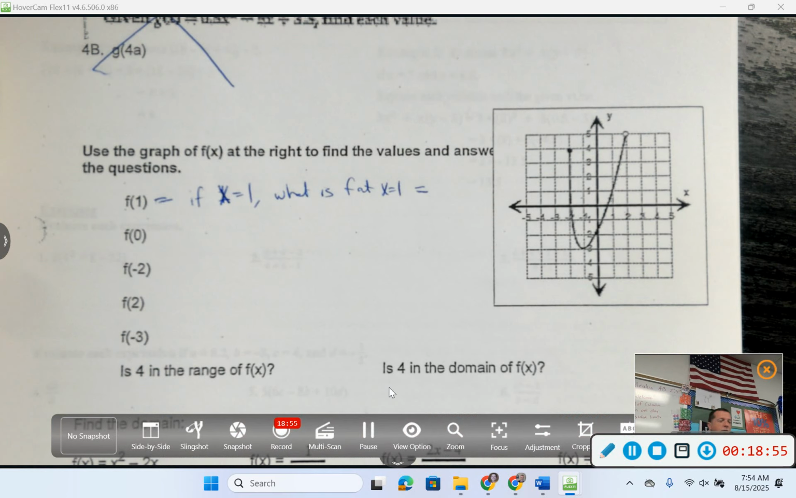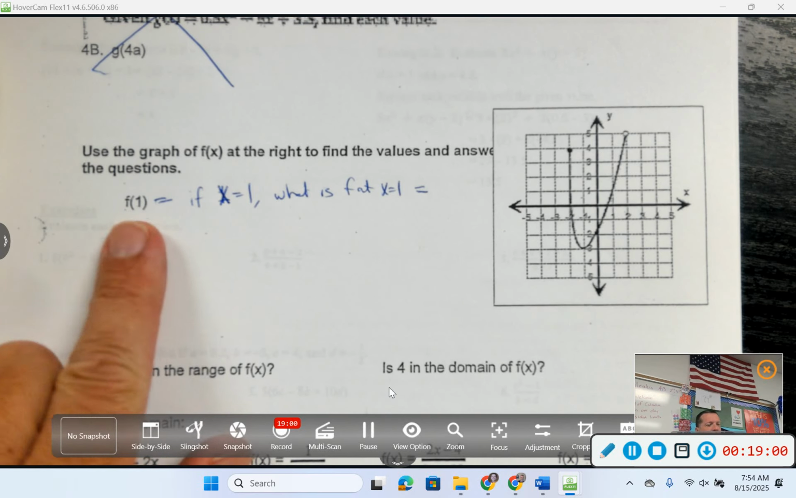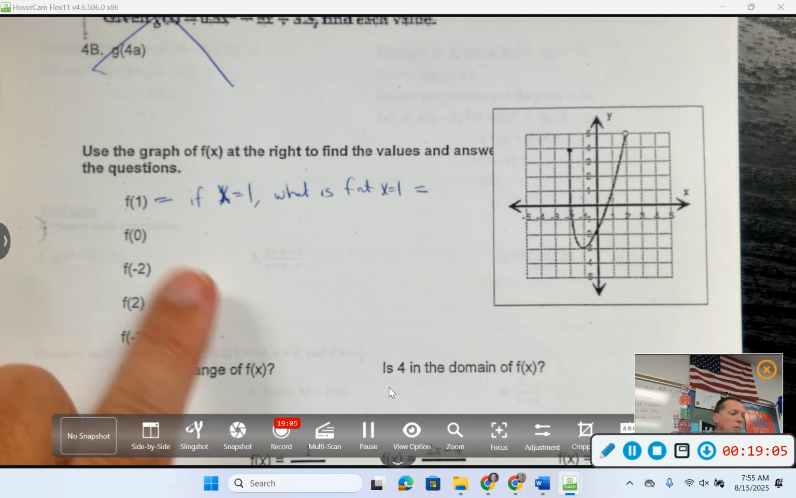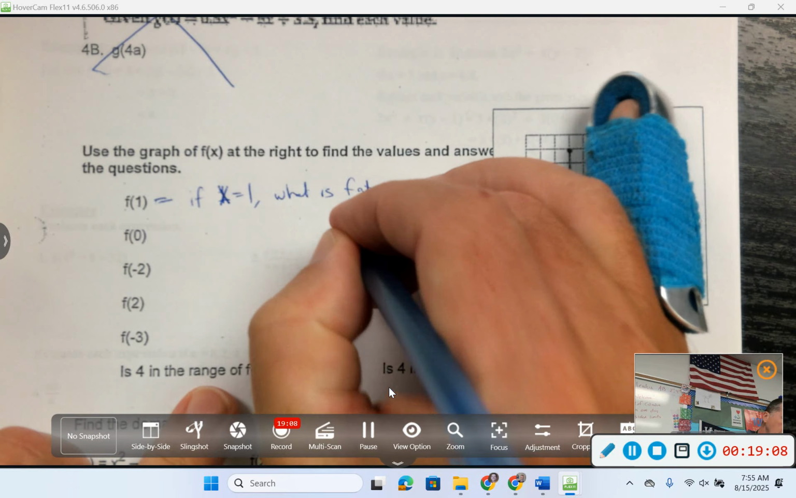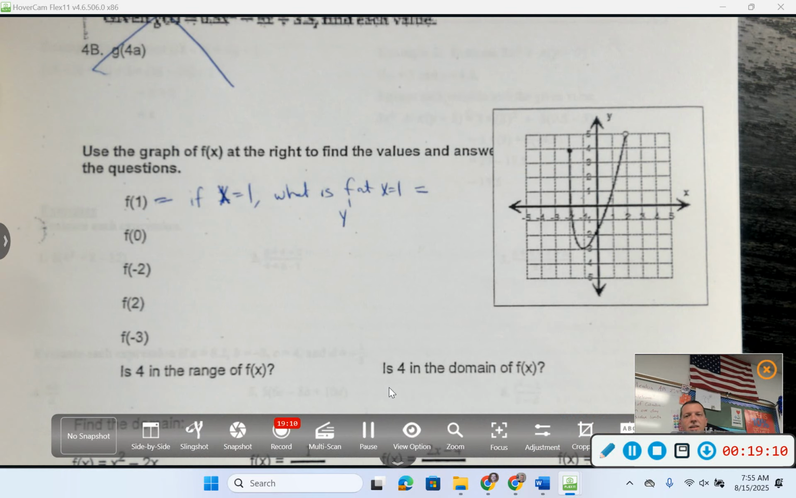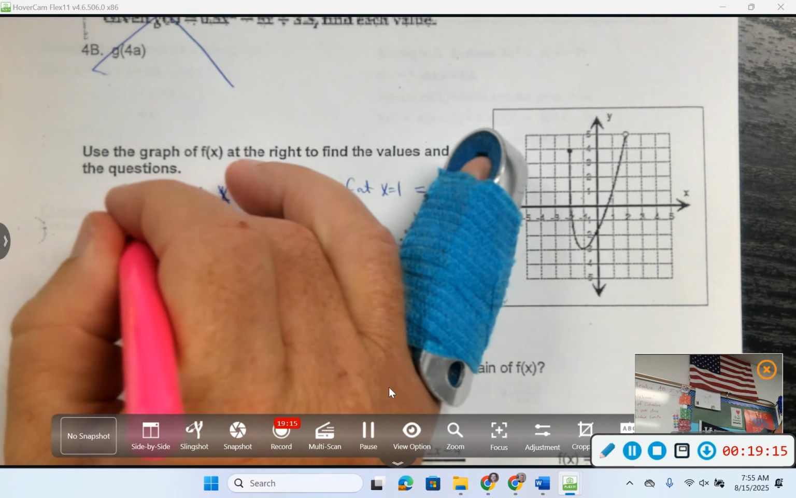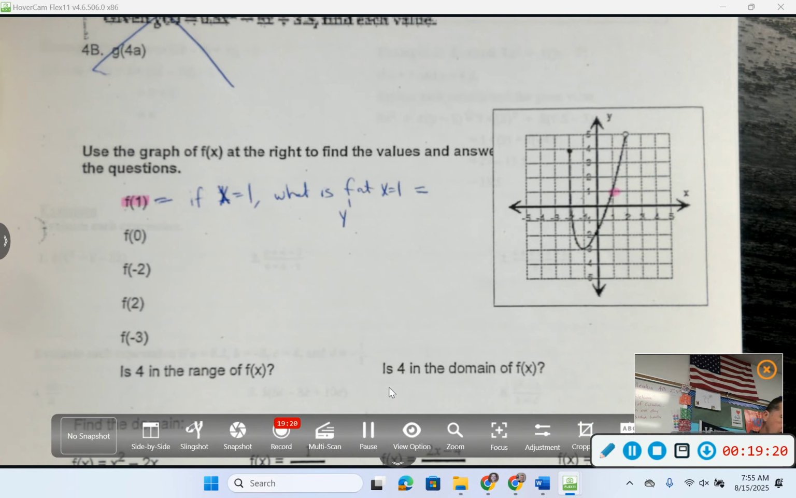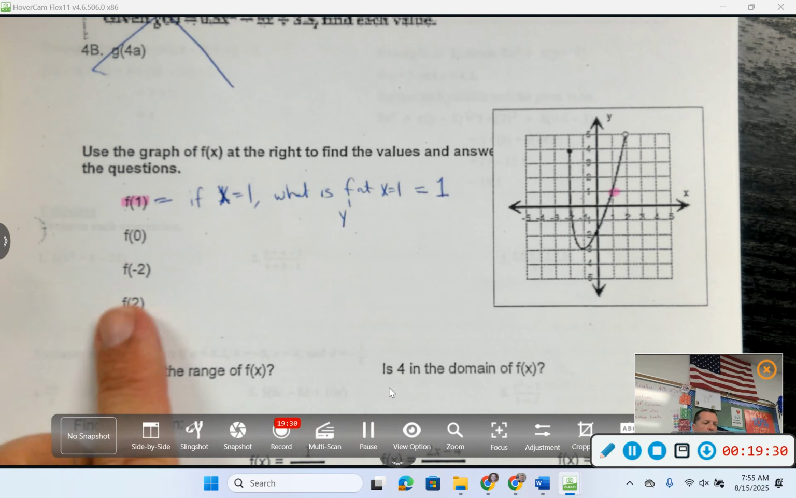Now, I don't expect you to write all that. In fact, I hope you don't write all of that every time. But that's what your brain needs to think when you see f of 1. That means x is 1. So what is the y value at x equals 1? Somebody tell me, the y value at x equals 1 would be right there. So f of 1 is 1. There's no computations, it's just understanding what's being asked.